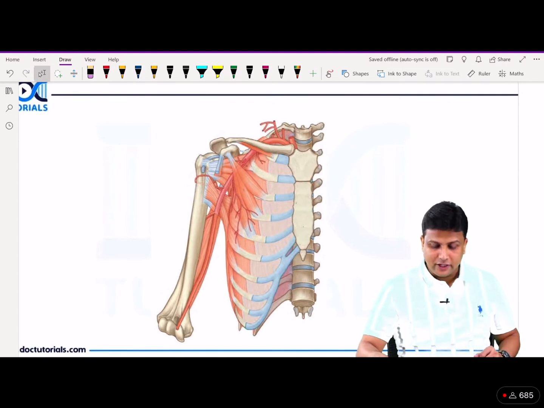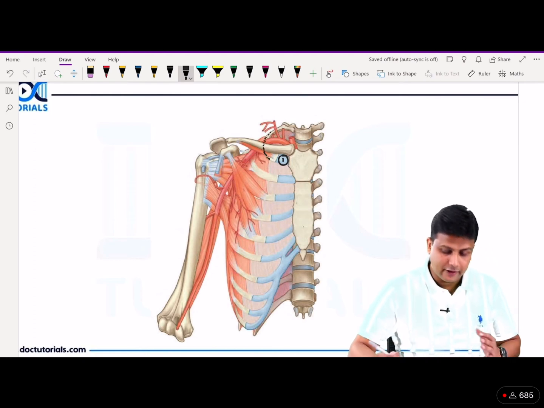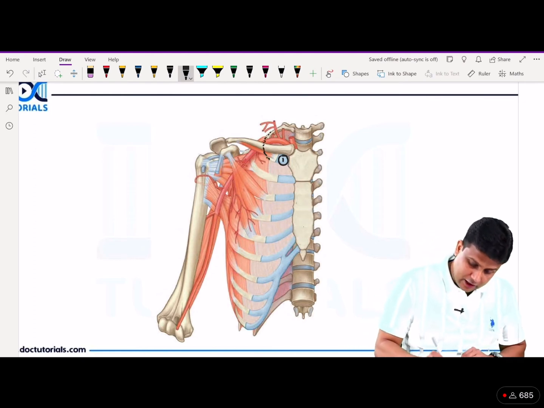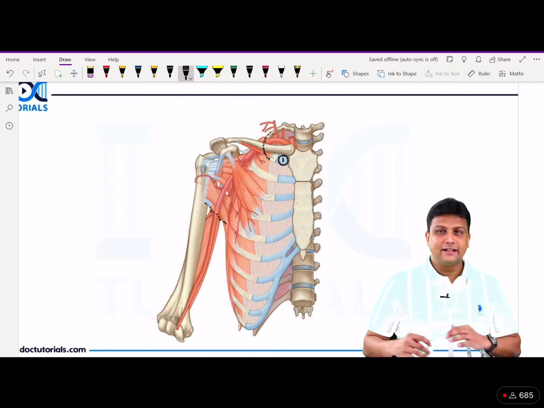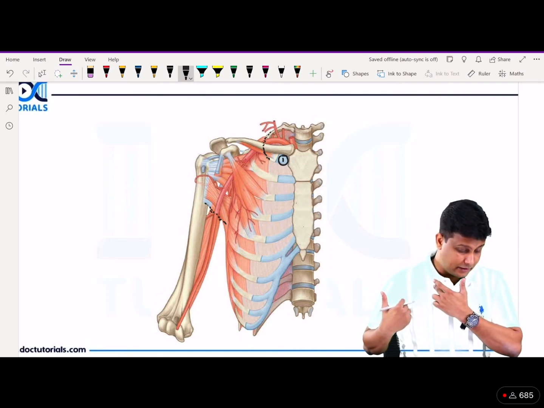Now my dear friends, look at this diagram here. In this diagram, this is the first rib, and this will be the outer border of the first rib. From the outer border of the first rib begins your axillary artery, and it goes up to the lower border of teres major. So the axillary artery extends from where to where? From the outer border of the first rib up to the lower border of teres major. Okay?